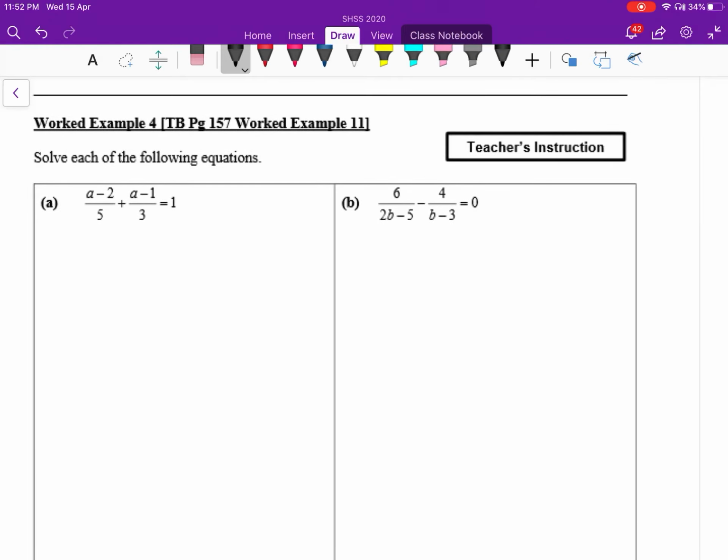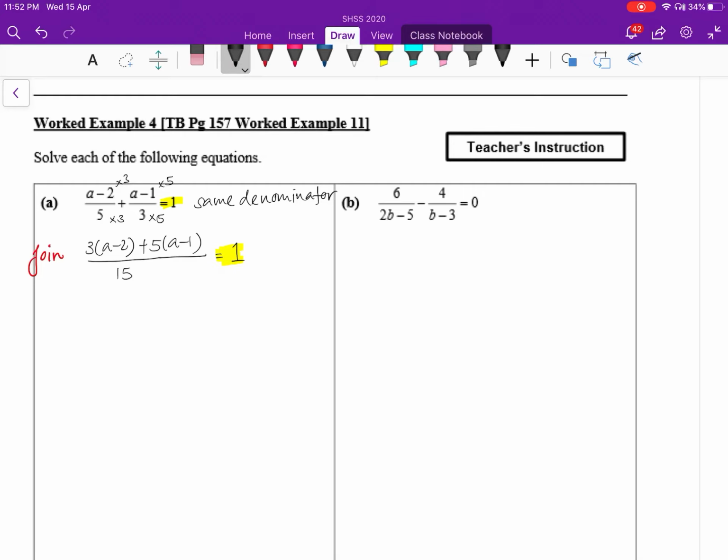Now, if I have fraction plus fraction, I must have the same denominator. How to get the same denominator? Times 3, times 3, times 5, times 5. Join, expand, simplify. Join them together. I already have the same denominator, which is 15. Which is 3a minus 2 plus 5a minus 1. Don't expand first. And don't forget to put the equals to 1. The equals to 1 is important.